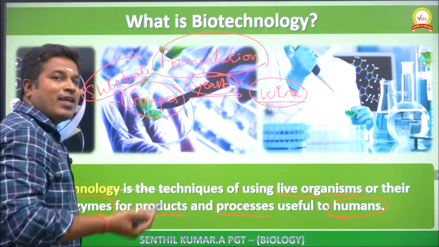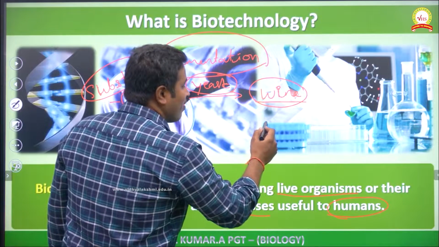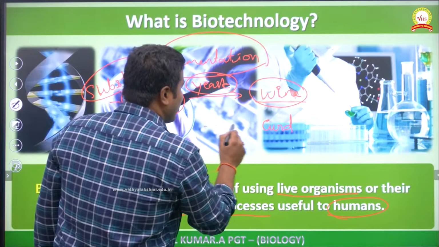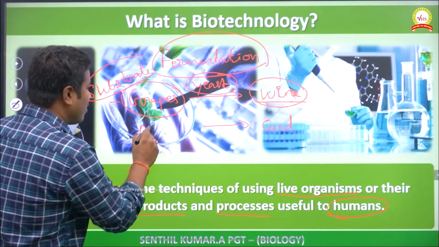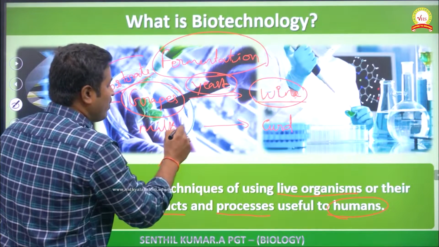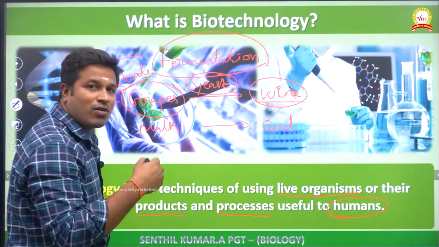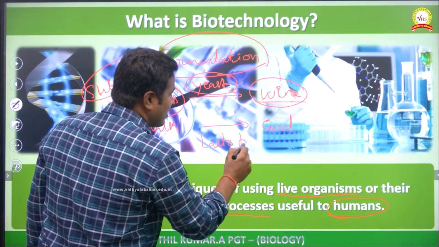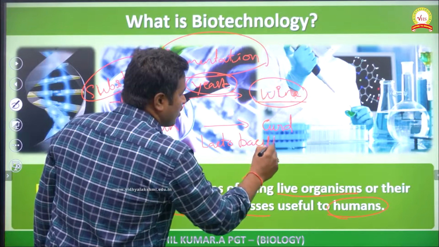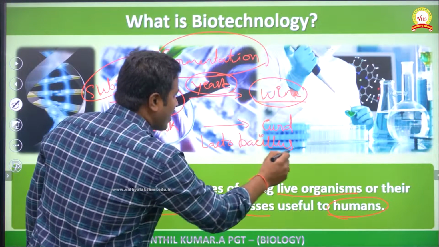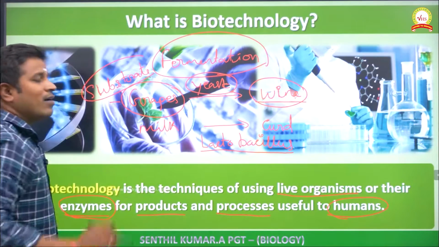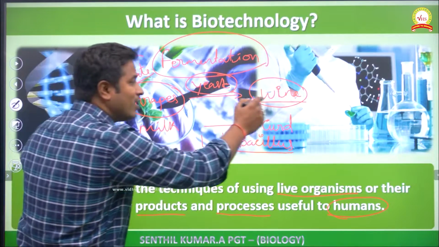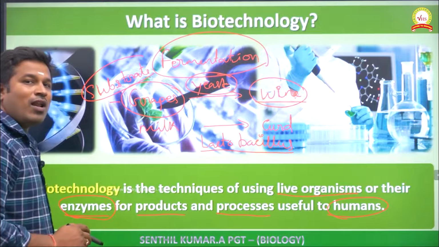If we go with another example, for example, curd. How do we get curd? The milk will be converted into curd. That process is called curdling, with the help of lactobacillus. Here lactobacillus is a kind of microorganism which acts on milk and converts it into curd. That process is called curdling.